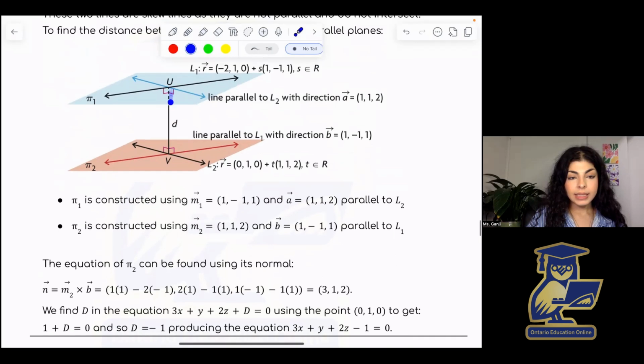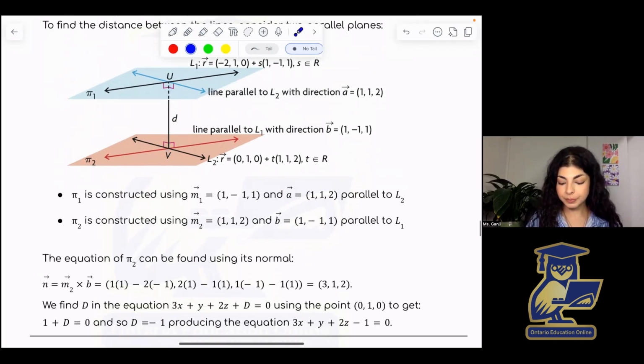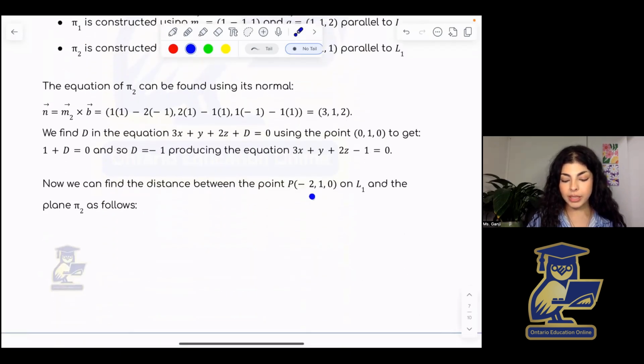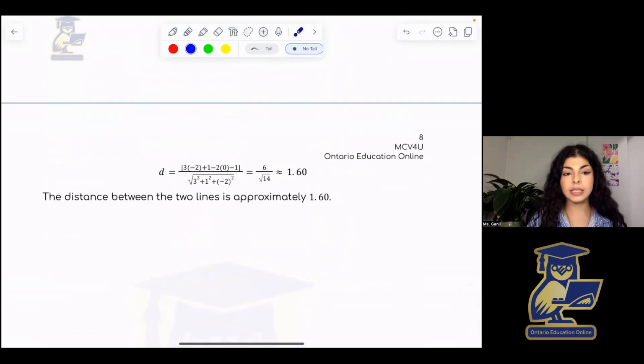And this is also, because it is the direction vector of both of these lines, it is actually perpendicular to both of these lines as well. So it will be precisely the distance between the two lines. And now I have a point, I have my plane, so I can use the distance formula as follows to find that the distance between these two lines is approximately 1.60.